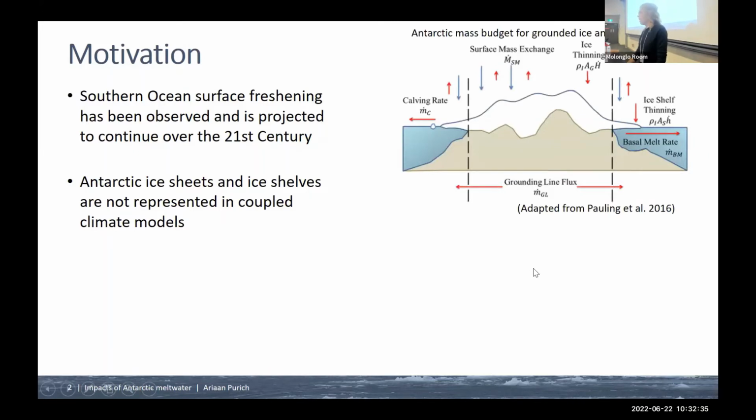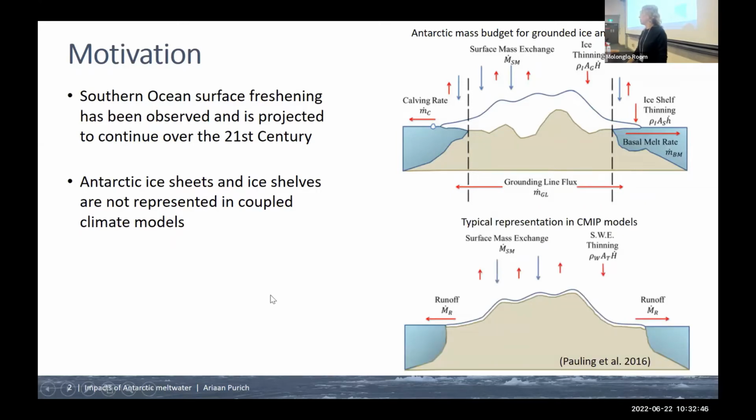So this schematic, adapted from Fanning et al., shows some of the terms important in the Antarctic mass budget for grounded ice and ice shelves. And if we compare this to the typical representation in CMIP models, we can see that there are a lot of differences. So in the CMIP models, there's a land surface so that the elevation is similar to the ice sheet, but there isn't an ice sheet. There's a fixed maximum depth of snow over Antarctica. And in addition to not having an ice sheet, CMIP models don't have ice shelves or ice shelf cavities.